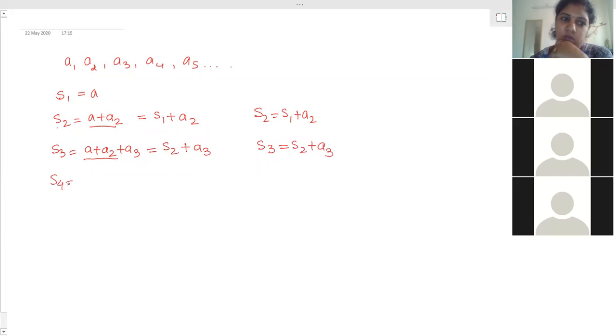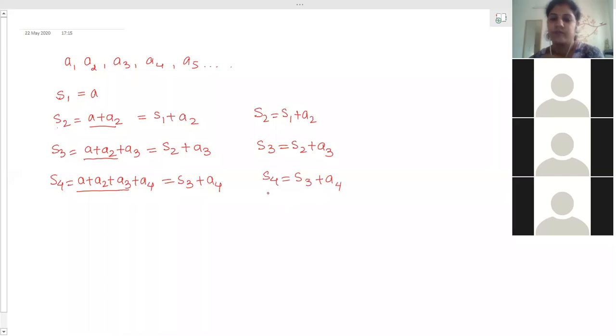What is S4? A plus A2 plus A3 plus A4. This means A plus A2 plus A3 is S3, plus A4. That means S4 is equal to S3 plus A4. When we add the third term to the sum of two terms, we get the sum of three terms. When we add A4 to that, we get the sum of four terms. Is it clear to you?